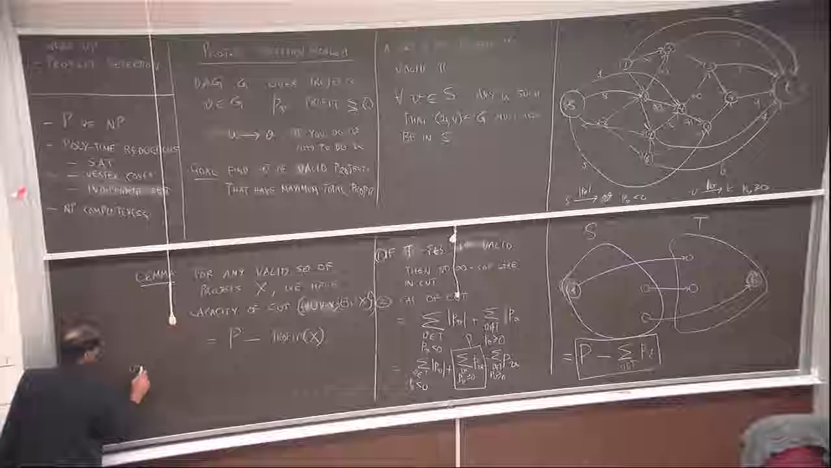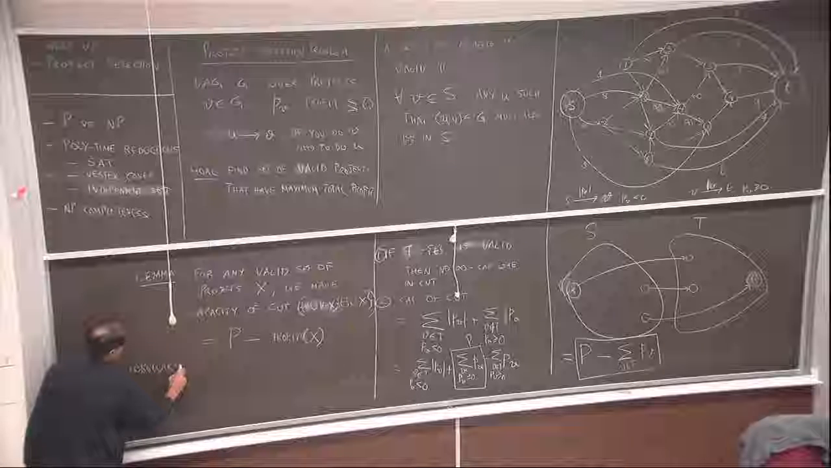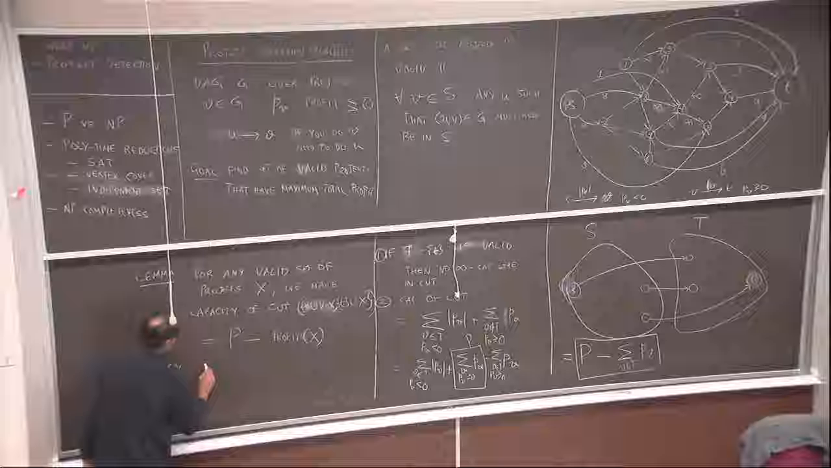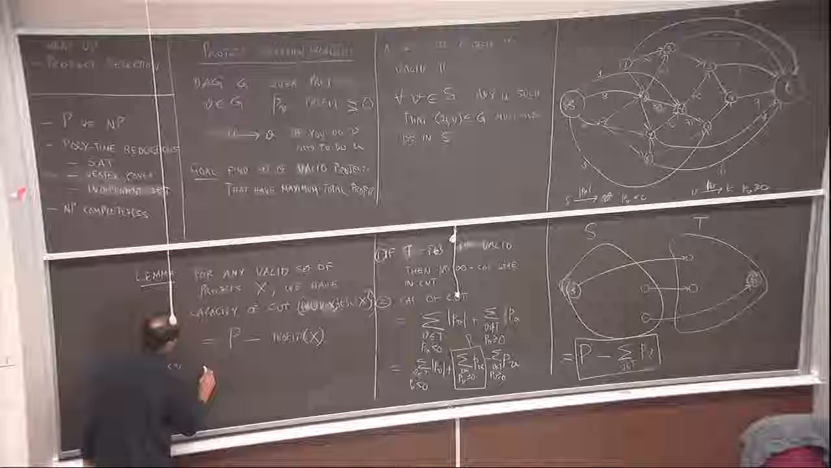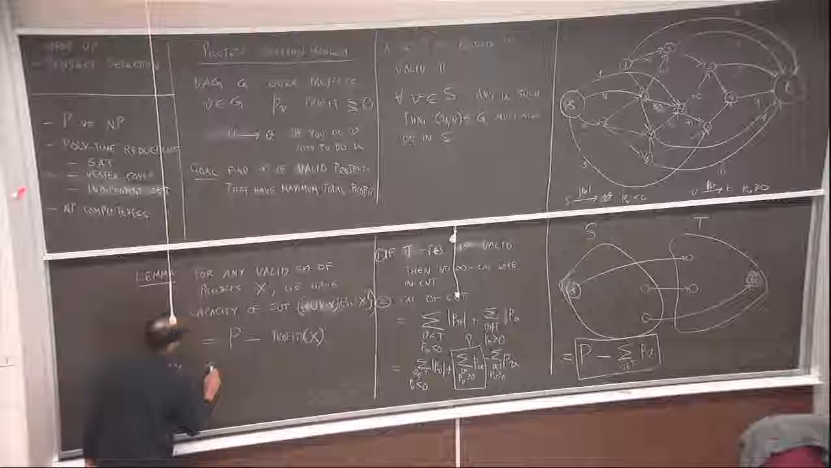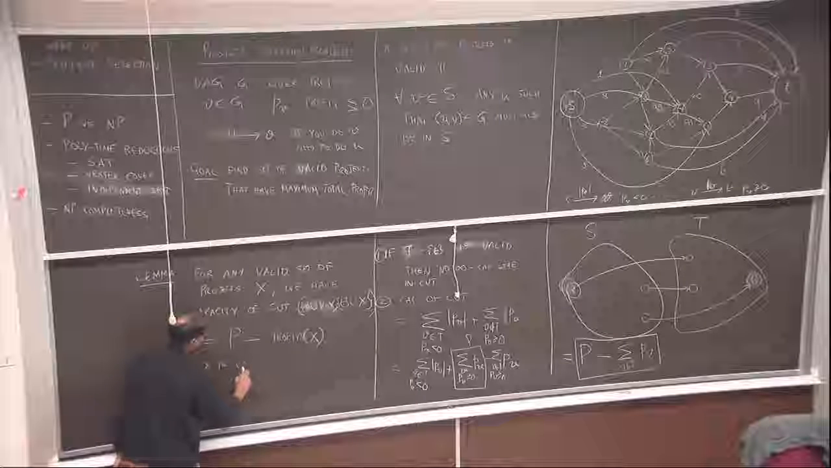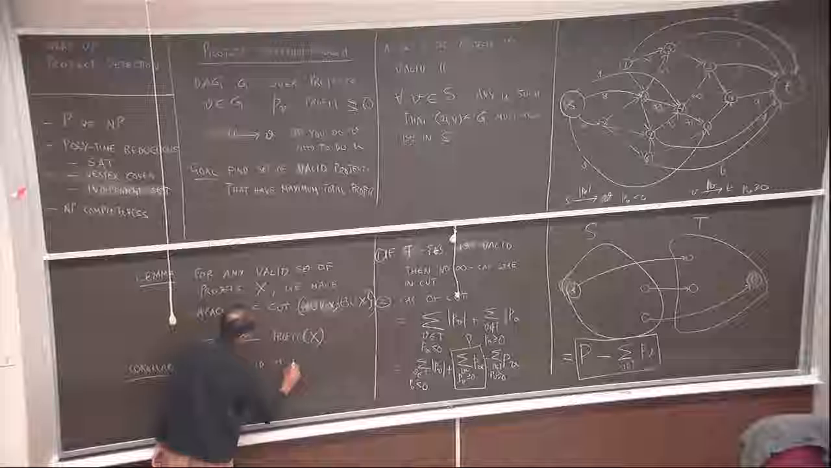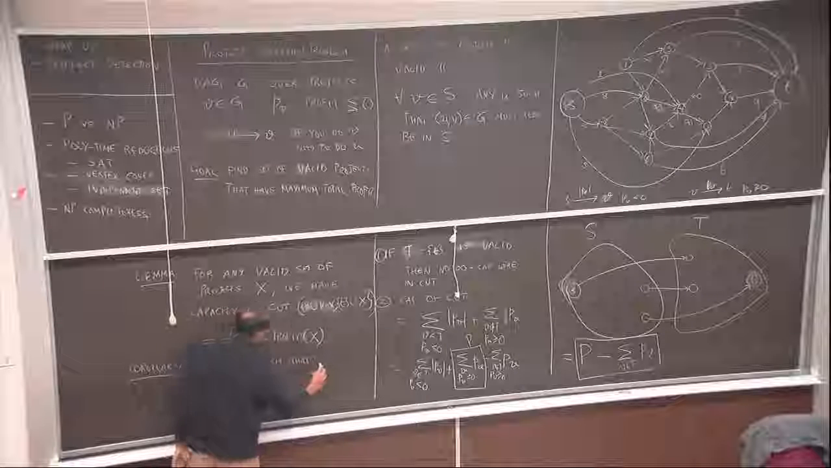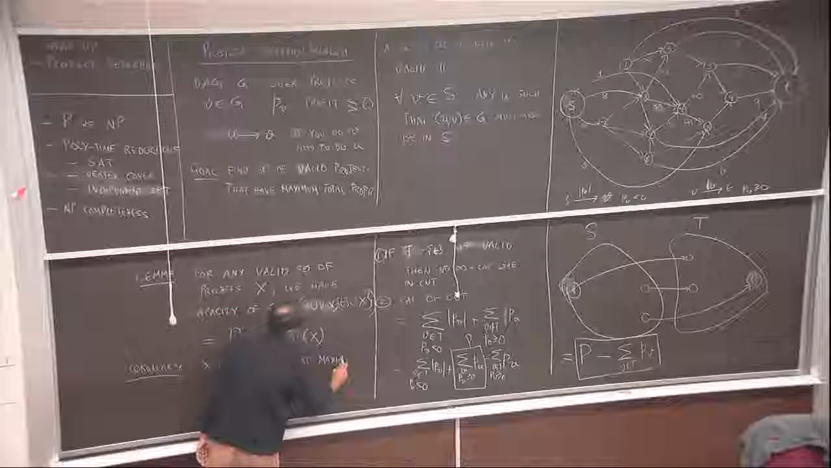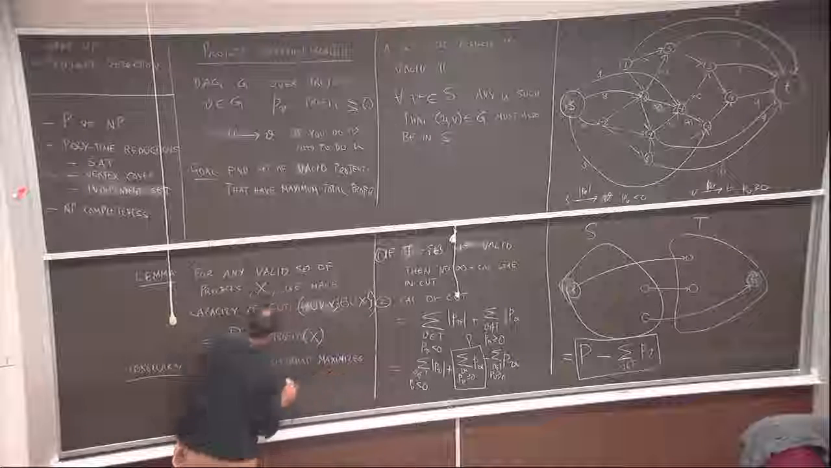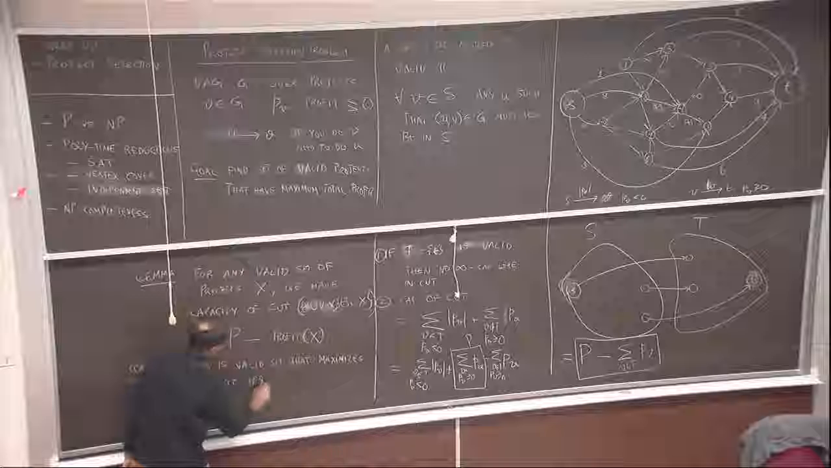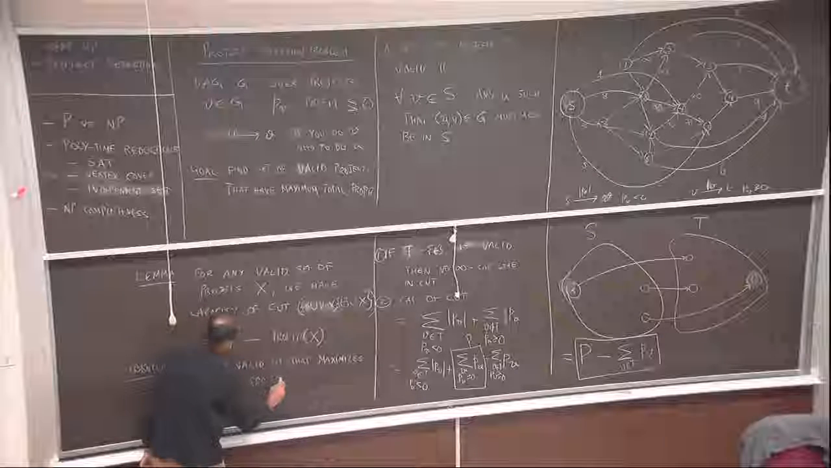So what's the corollary of this? X is a valid set that maximizes profit if and only if the corresponding cut is minimum.